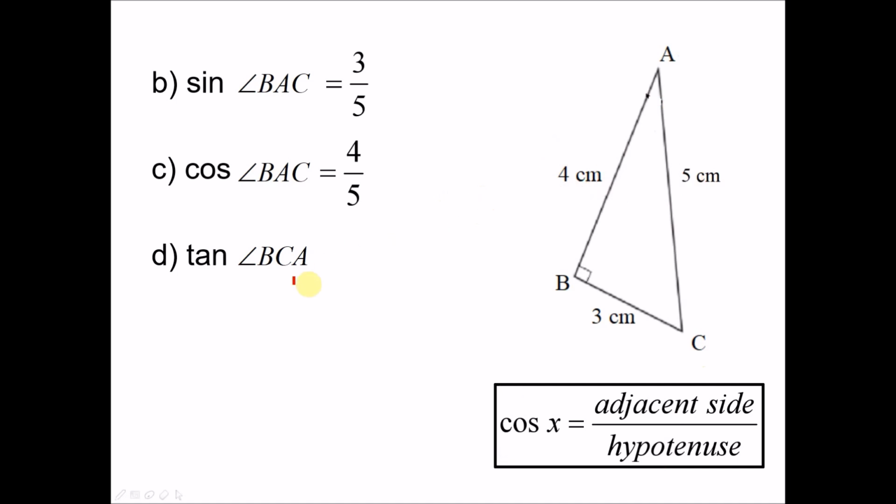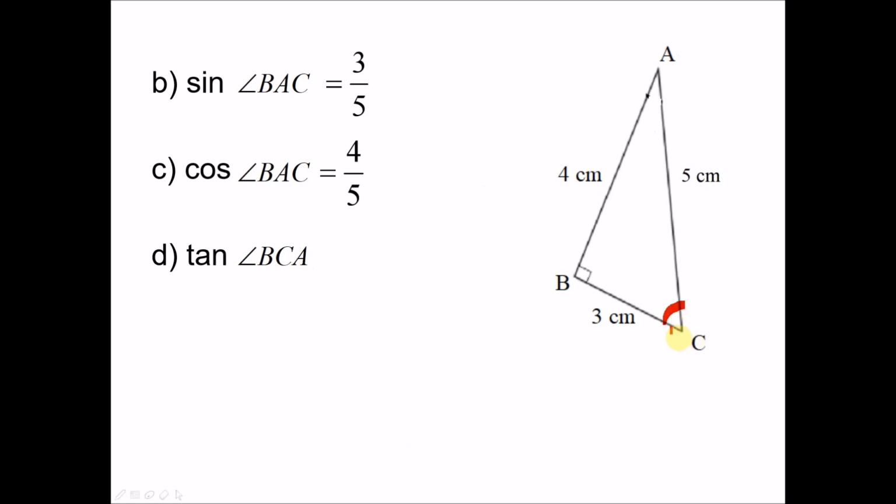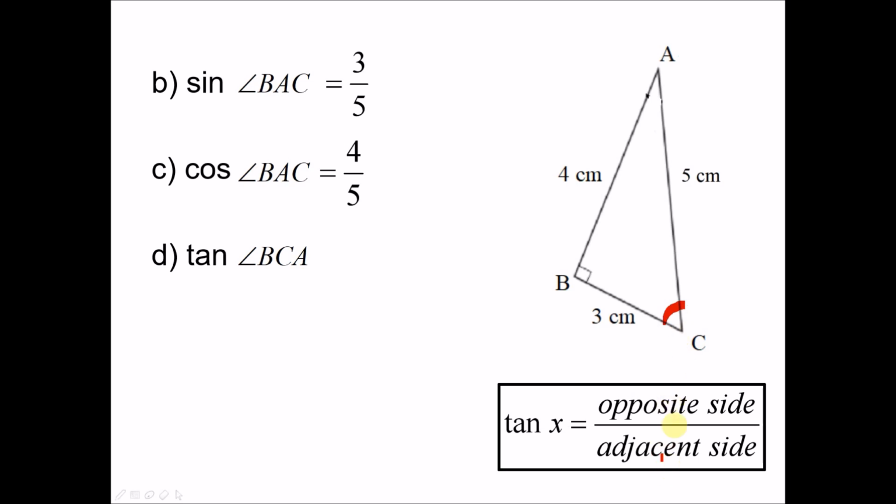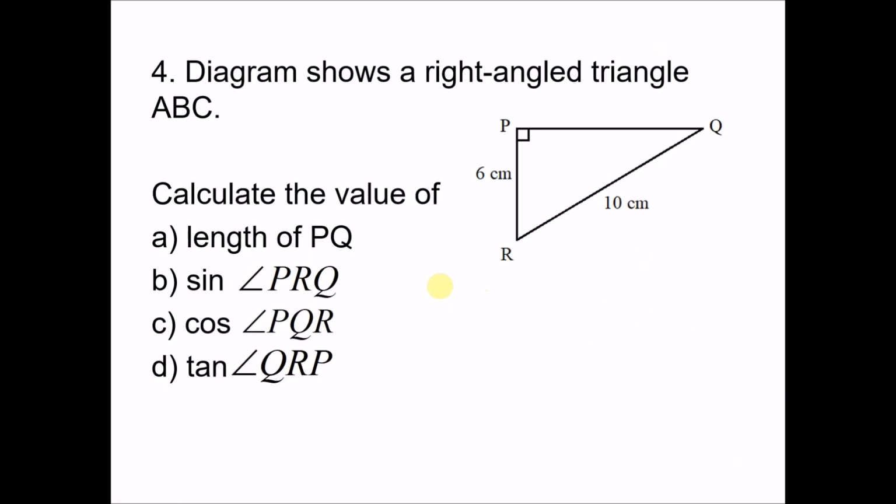And for the last one, the tangent, the angle now is different because it's BCA. C is in the middle. So now we are looking at this angle, BCA. To find the tangent, we use the formula opposite side over adjacent. The opposite side to this angle is 4, and the adjacent side is 3. So it's 4 over 3.